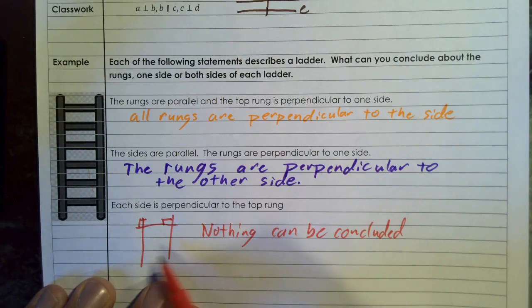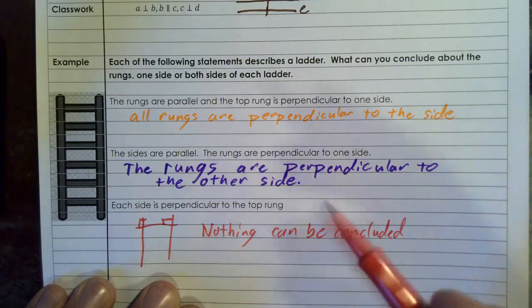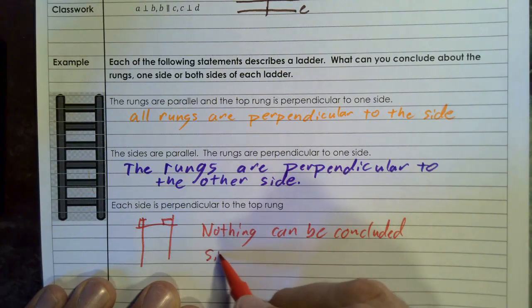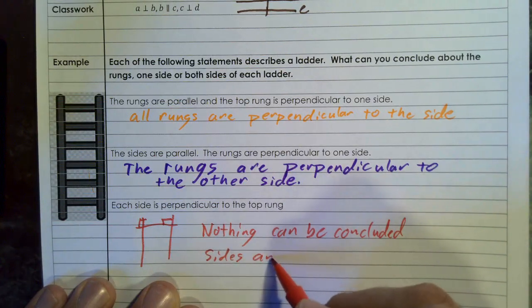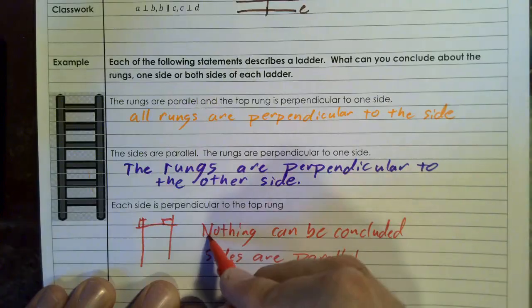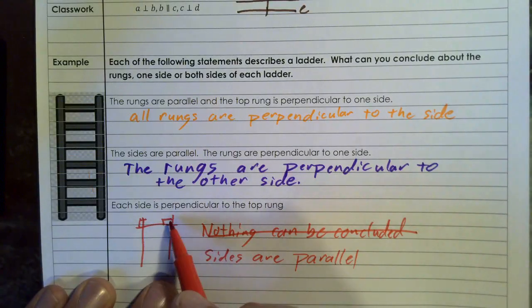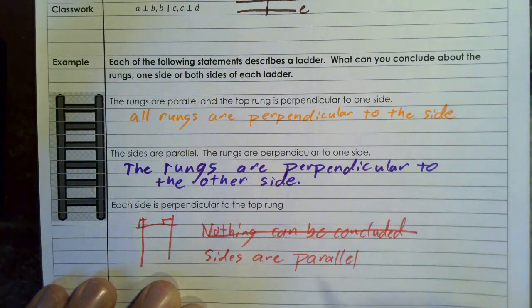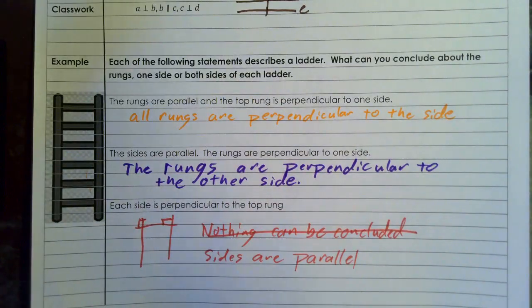Well, I suppose we could say that those two sides, oh, there is something. The sides are parallel. There's something. I was wrong. Since those two are perpendicular, then these sides have to be parallel. Okay, I guess there was something, so that's good.